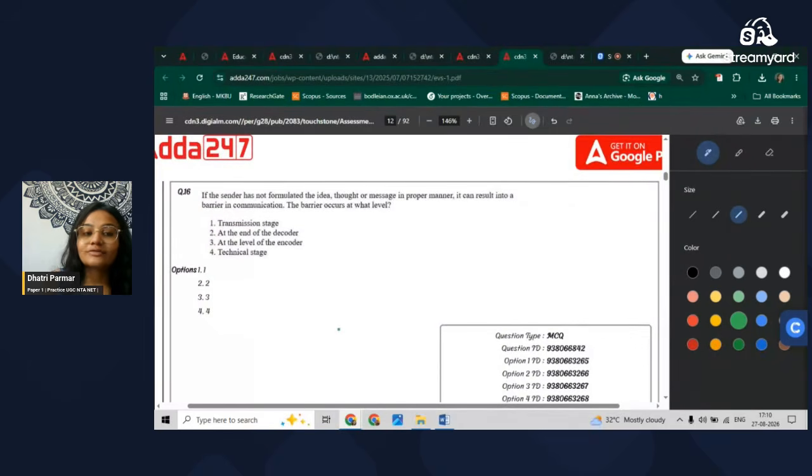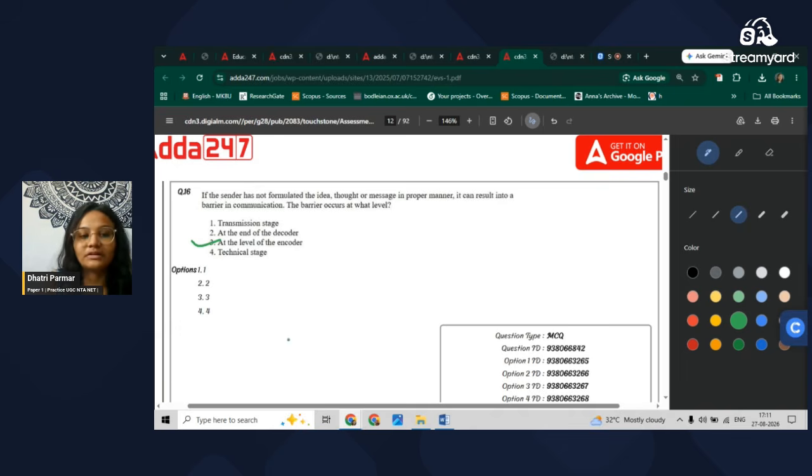Moving to the next question. If the sender has not formulated the idea, thought, or message in a proper manner, it can result in a barrier in communication. Now, this is from communication again. So, the barrier occurs at what level? Of course, if the sender is making a mistake, then it is at the encoder's part.